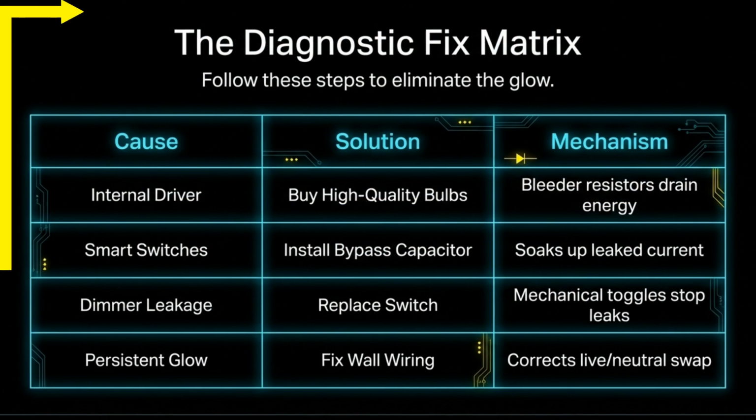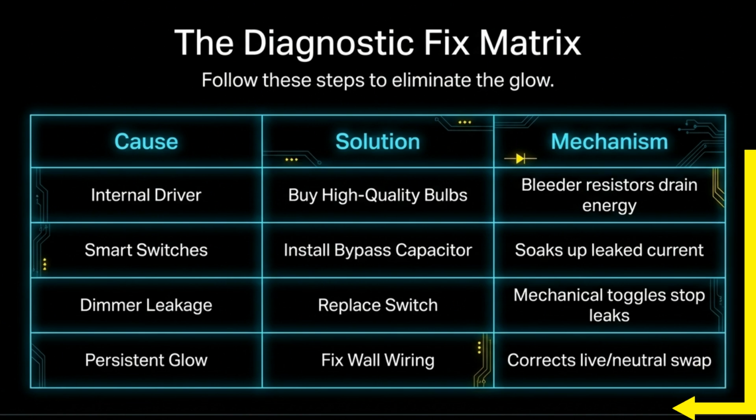Also, install a snubbing capacitor. This component is added to the circuit and absorbs the small parasitic voltages and energy leaks, preventing the LED from glowing. Finally, replace faulty or aging components. Upgrade old LED bulbs or drivers, as wear and tear can increase the likelihood of energy leakage or retention.